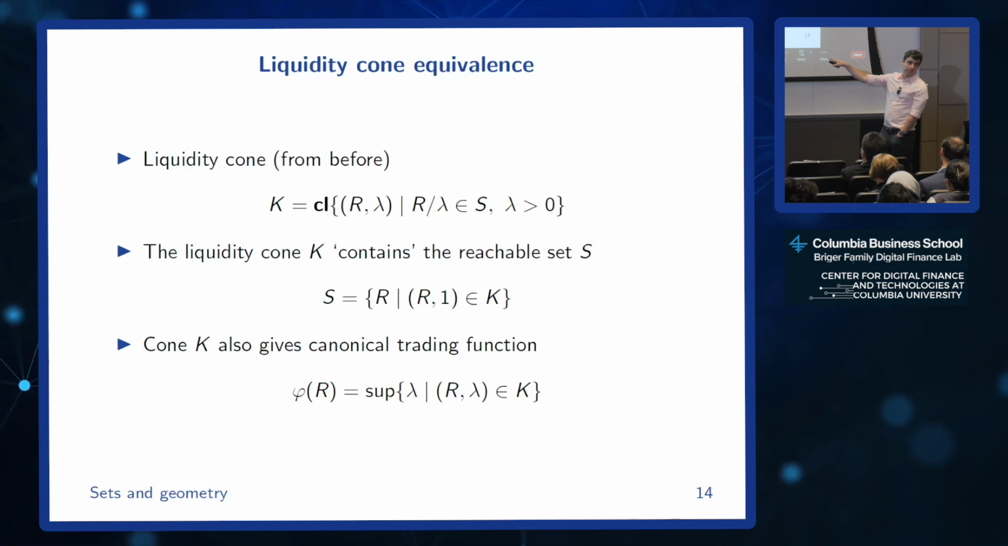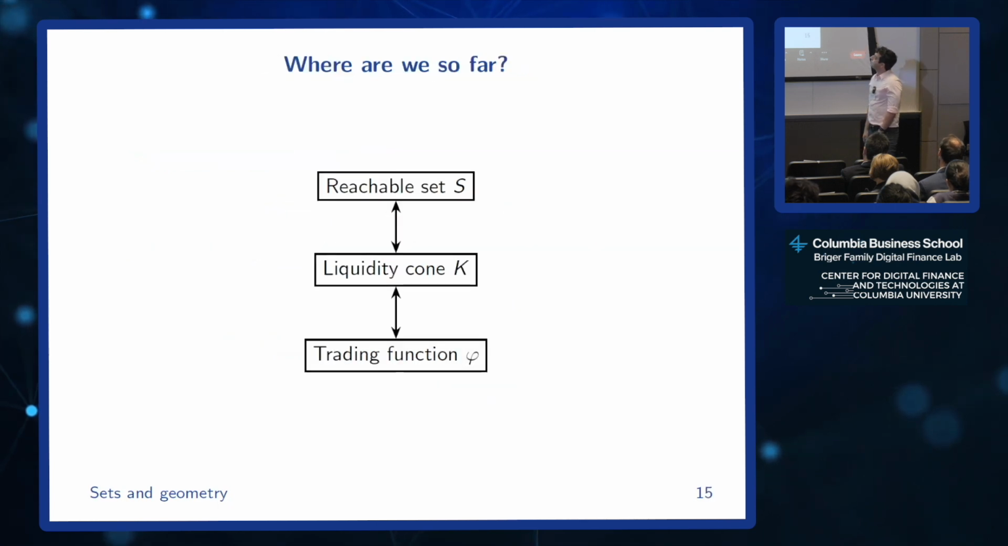By definition, that was the trading function, in other words, the largest lambda such that R over lambda is in S. And of course, that's exactly the definition here, if plugged back up there. Okay, so where are we so far? I'm going to start drawing this little treasure map, as someone reviewing the slides lovingly called it. So we have the reachable set S.